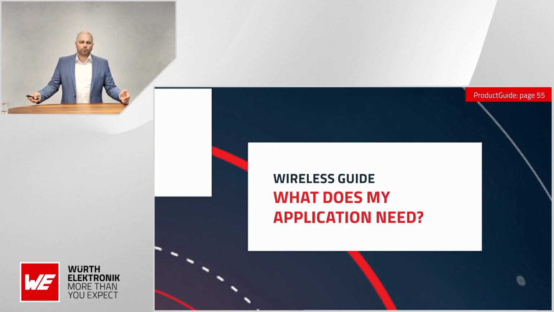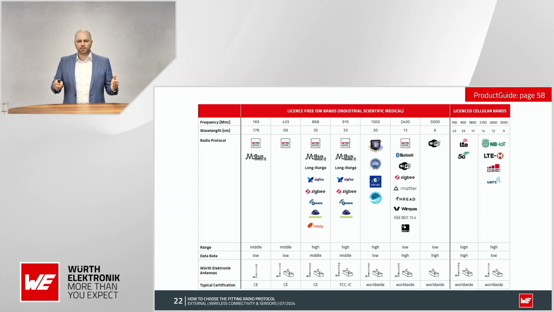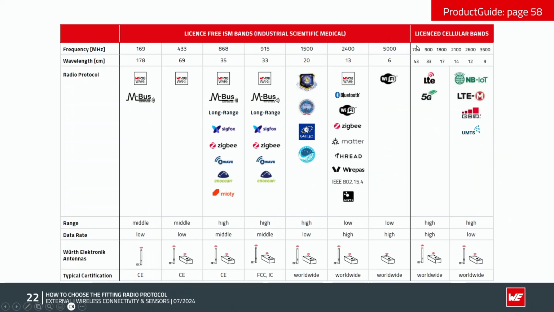So after we have had a look at the needs of the application, we now can have a look at the technologies available. Here you find an overview of different radio protocols. You have the frequencies typically used shown here, and beneath you have the wavelength also shown, because it's very interesting and also very important for some decisions. Then you have here an overview of different radio protocols, and we will have a look at these different technologies.